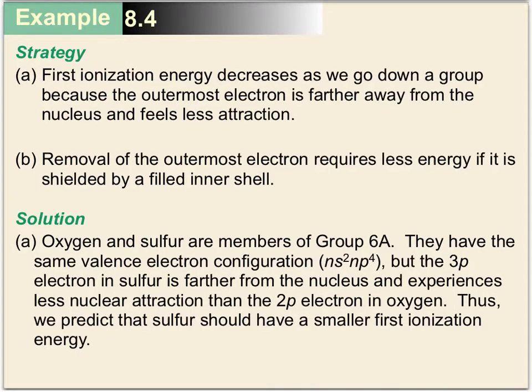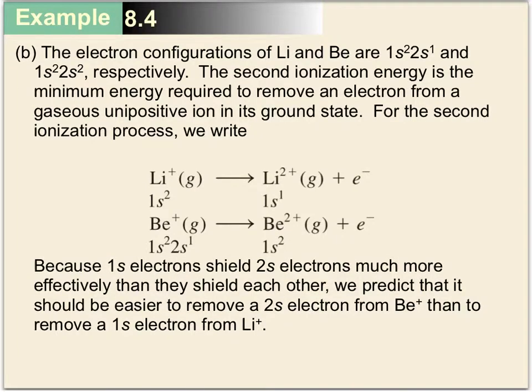In order to answer the question, look at the relative placements of the atoms on the periodic table. For oxygen versus sulfur, both are in the same family, but sulfur is lower on the table. Therefore, it has a lower first ionization energy. For lithium and beryllium, they are in the same period. Therefore, as you go from left to right, ionization energy increases. So we would expect beryllium to have a higher ionization energy.